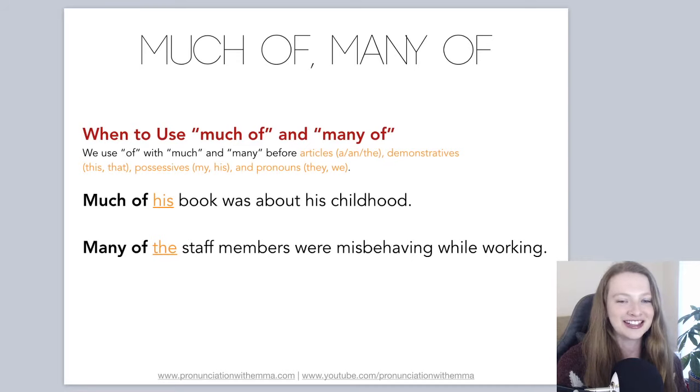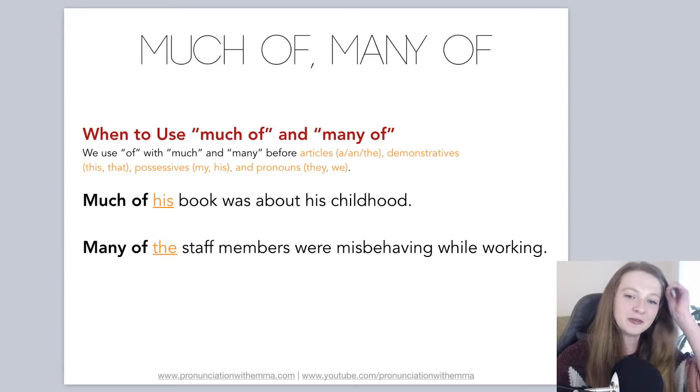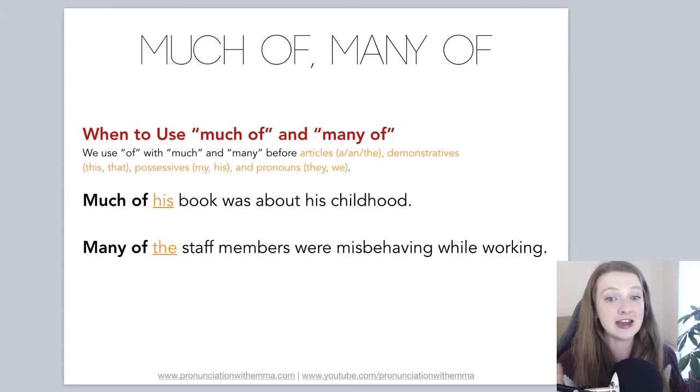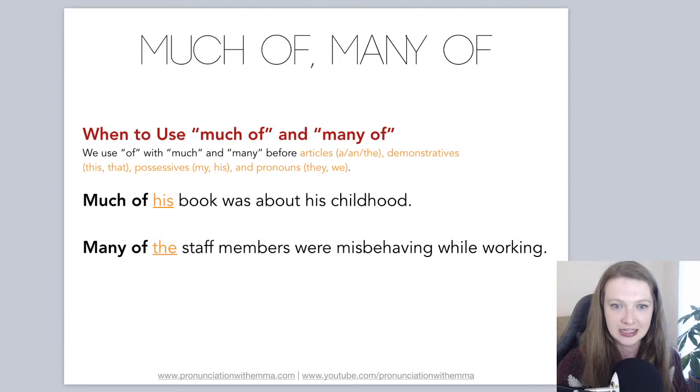Oh, you're very welcome. So here, for example, when we use of and we say much of, many of, notice my pronunciation there, that I'm not saying much of, many of, and I'm saying much of, many of. I'm using the weak form of, right? We use of with much and many before articles, demonstratives, possessives, and pronouns.